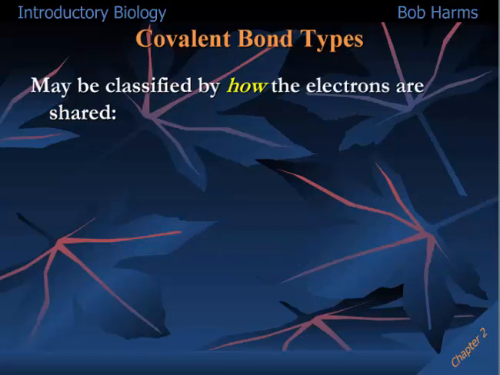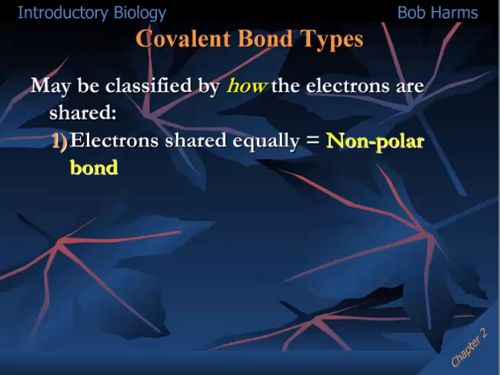A second way that we may group or classify covalent bonds is how the electrons are being shared. And this was that example I mentioned a couple seconds ago about the kid on the playground not playing well with others. Sometimes sharing is equal and sometimes it's not. If we have a situation where the electrons are shared equally, meaning they spend equal time around each atom, they kind of alternate back and forth from one nucleus to the next, that creates a nonpolar covalent bond.